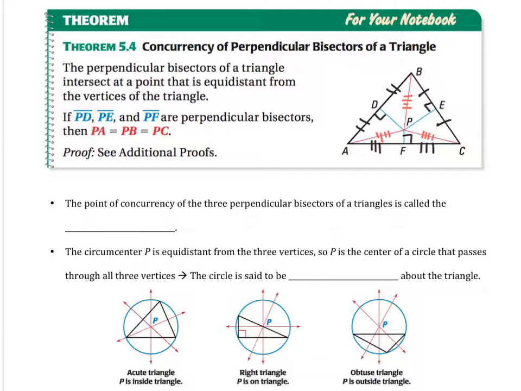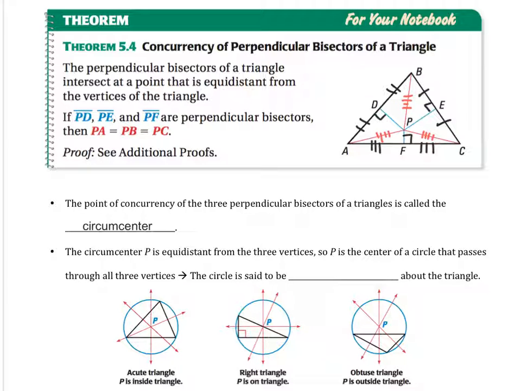That point where the three perpendicular bisectors intersect each other is called something specific. So the point of concurrency of the three perpendicular bisectors of a triangle is called the circumcenter. So once again, the point of concurrency of the three perpendicular bisectors of a triangle is called the circumcenter.